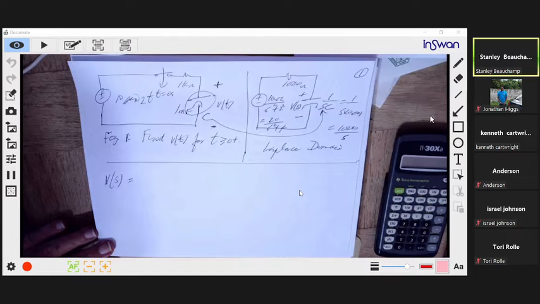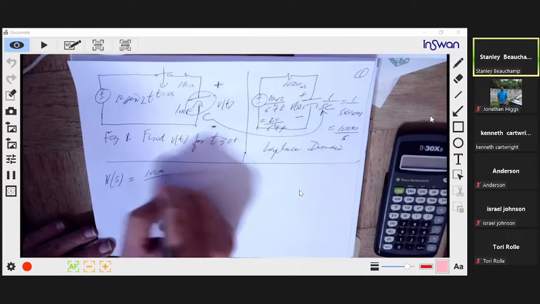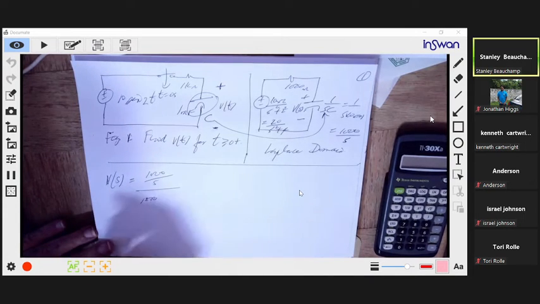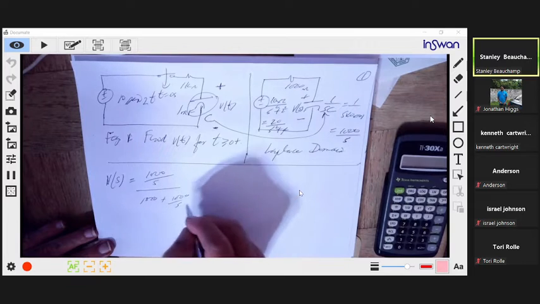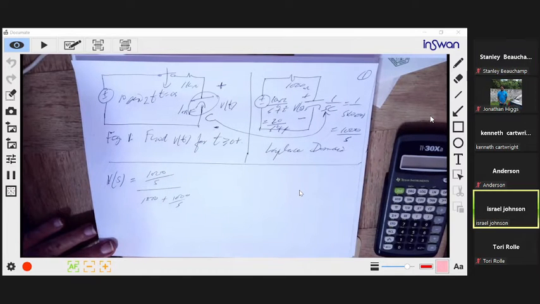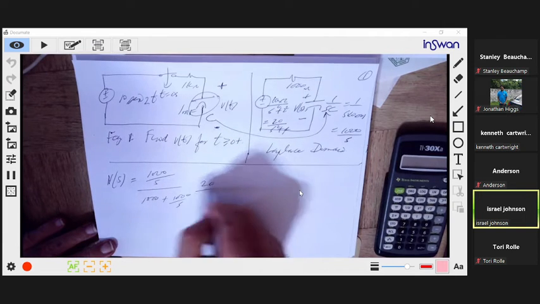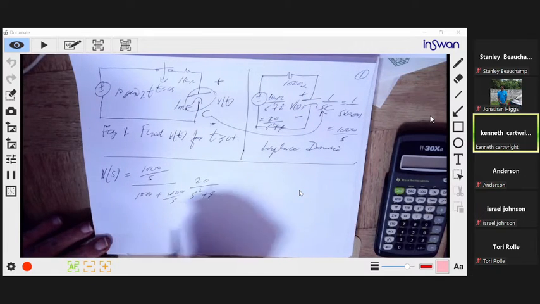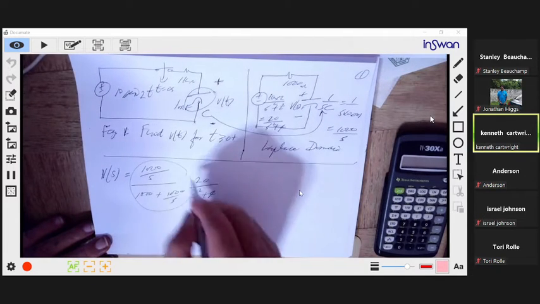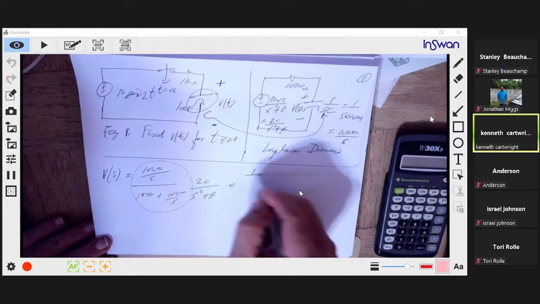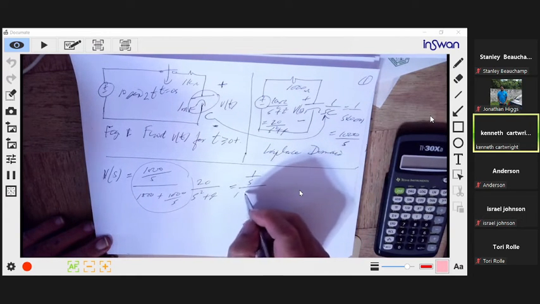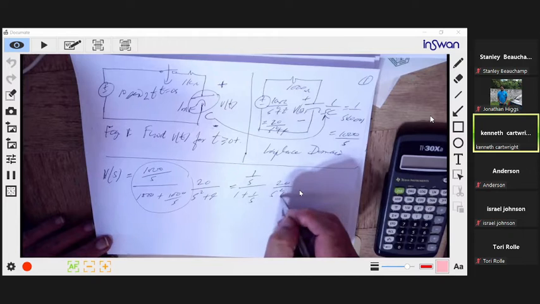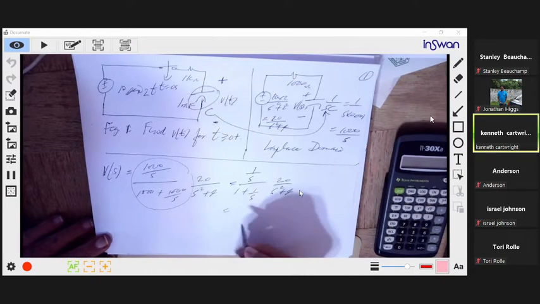That's 1,000 over S over 1,000 plus 1,000 over S, times 20 over S squared plus 4. And this first ratio can be simplified by dividing by 1,000. You don't have to do that, but it just makes the math easier. And then multiply on top and bottom by S.